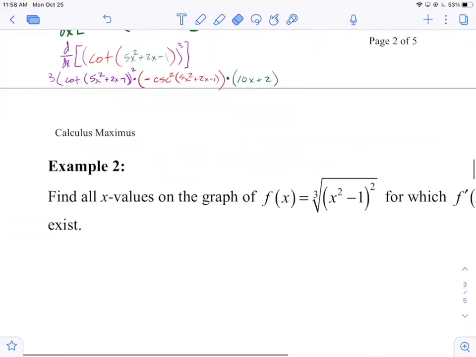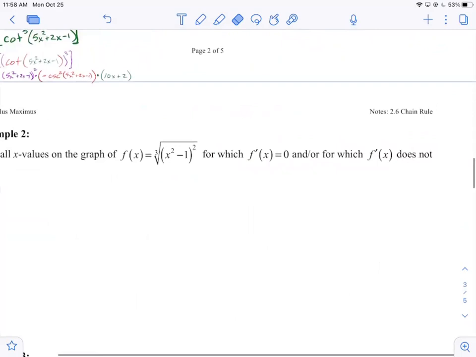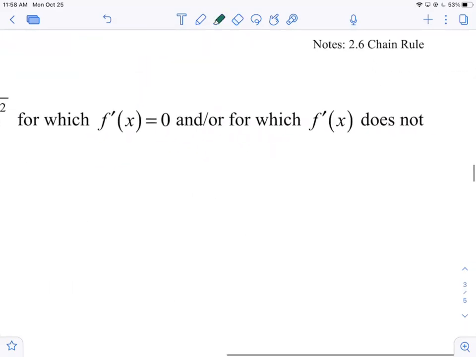All right. Well, let's move on to example 2. Find all the values of this function for which the derivative is 0 and for which the derivative doesn't exist. This is going to be a pretty common thing for us to do on our own once we get to chapter 3 without any instruction to do so. A lot of the times we're taking the derivative and we're setting it equal to 0.